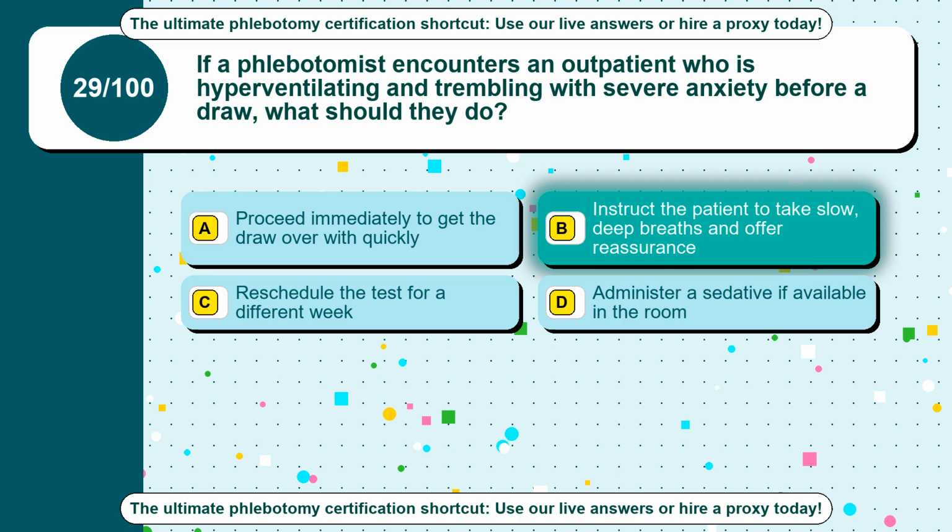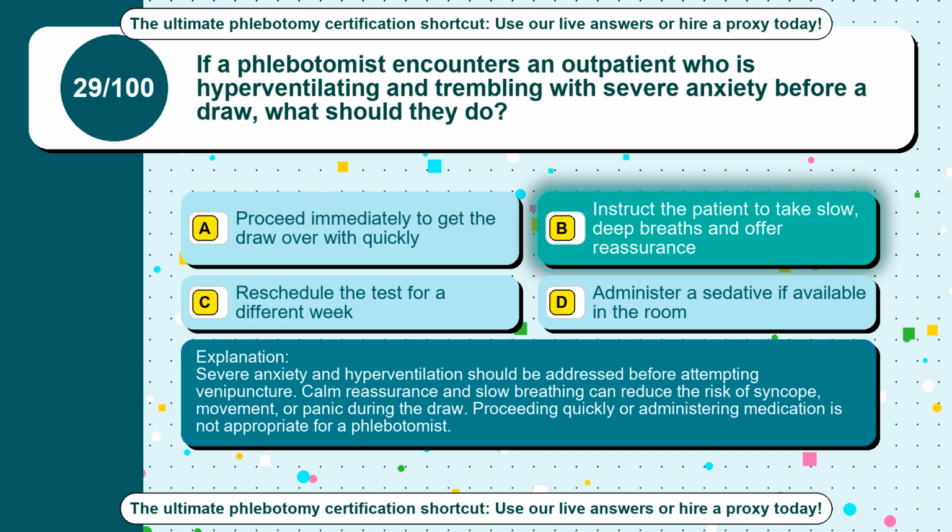The correct answer is option B. Instruct the patient to take slow, deep breaths and offer reassurance. Severe anxiety and hyperventilation should be addressed before attempting venipuncture. Calm reassurance and slow breathing can reduce the risk of syncope, movement, or panic during the draw. Proceeding quickly or administering medication is not appropriate for a phlebotomist.